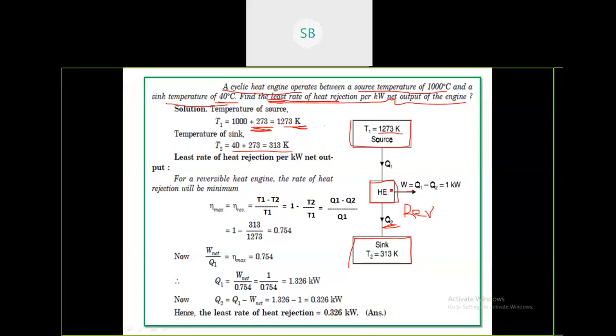Now consider this is the irreversible engine. In that case, what happens? Efficiency will be reduced, less than the reversible engine. That means whatever the work output is, that will be less. Whenever the work output is less, the heat rejected by that particular engine will be maximum. As the work output reduces, the heat rejected increases, in the case of an irreversible engine.